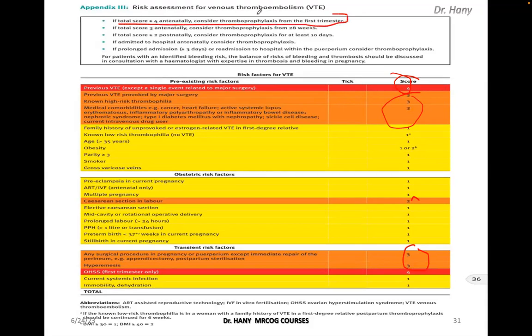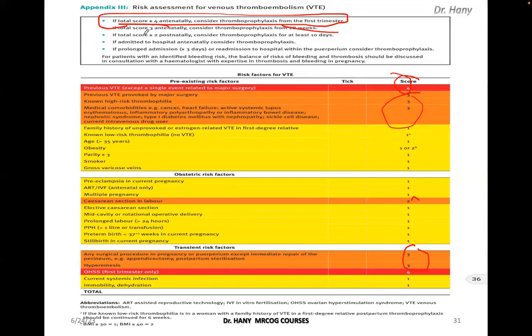From the first trimester. Once the woman comes to me, usually it will be at booking, or the viability scan, or the patient may even come after that. The booking will be between 10 to 12 weeks, 11 weeks. So antenatal means from the first trimester, from booking, not from the pregnancy test. Score 3 means from 28 weeks.